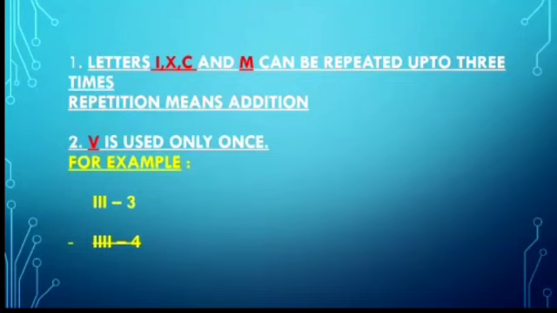You know, repetition means addition. Rule number 2 is V is used only once. We should not repeat V as many times as we want. We have to use it only one time. For example, when you want to write 3, we can use I. For writing 4, we should not use I. We have another rule to write 4. So we have to repeat the Roman alphabets I, X, C, M at most 3 times. Not repeat more than that.